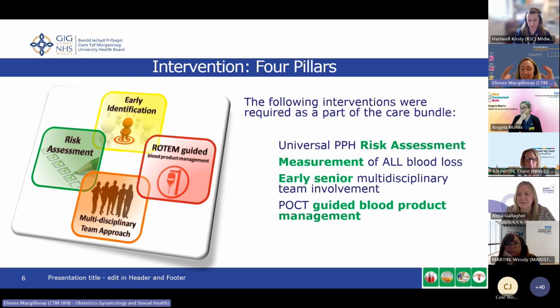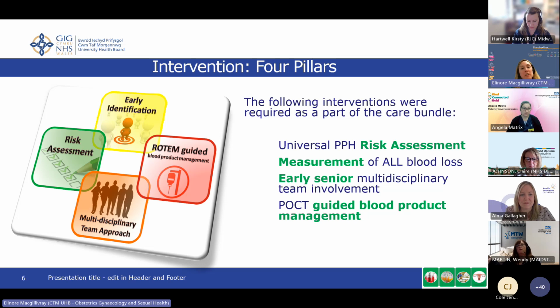Because one thing I have learned is you look back on 20 years of estimating blood loss and think, I don't know what we were doing. How can you eyeball something and make clinical decisions on that? But obviously that's what we were doing. So everything hinged on that, measuring blood loss. So early MDT involvement, and then ROTEM guided blood product management. So those are the 4 pillars that across all those obstetric units in Wales, we needed to implement.